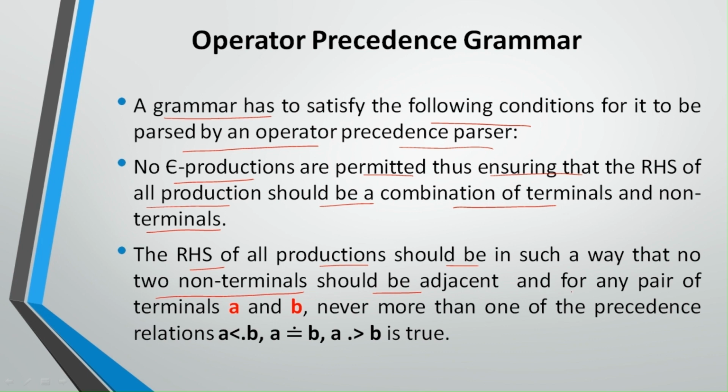And for any pair of terminals A and B, never more than one of the precedence relations, that is A is lesser than B, A has the same precedence as B, and A is greater than B, is true. An epsilon-free operator grammar satisfying these conditions is called an operator precedence grammar.